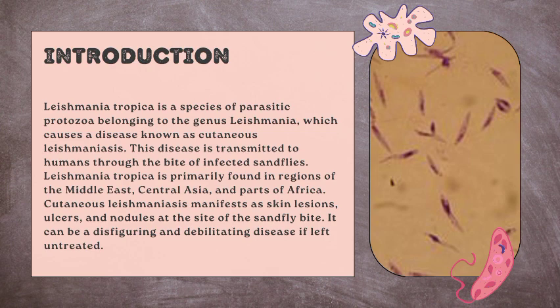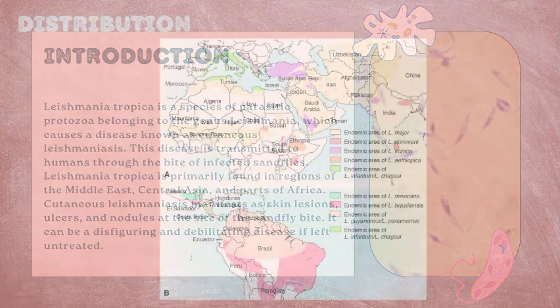There are three classes of leishmaniasis. First is the visceral, second is the cutaneous, and the third is the subcutaneous. Since our topic for today is Leishmania tropica, it belongs to the cutaneous, which means it is related to the skin. This disease is transmitted to humans through the bite of infected sandflies.